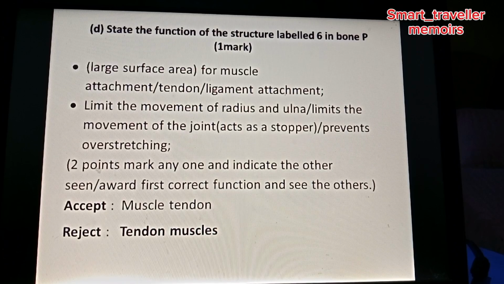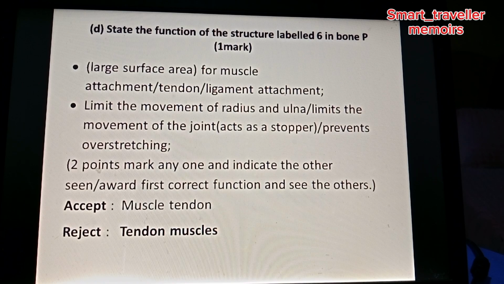State the function of the structure labeled 6 in bone P. Large surface area for muscle attachment or for tendon or ligament attachment. That's the first function. The other one is that it limits the movement of radius and ulna, or limits the movement of the joint, acts as a stopper or prevents overstretching. 2 points are found there, but mark any and indicate the other as seen.